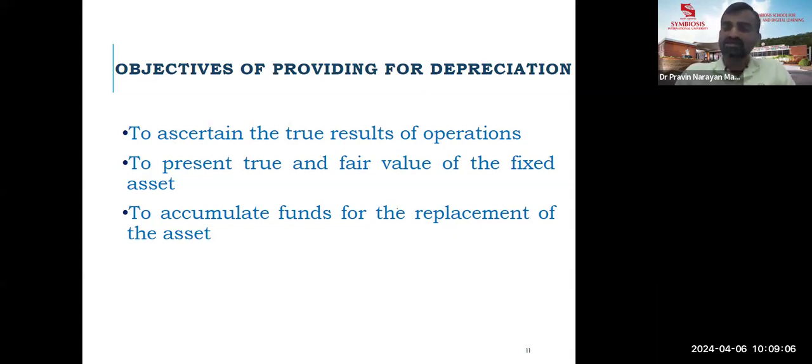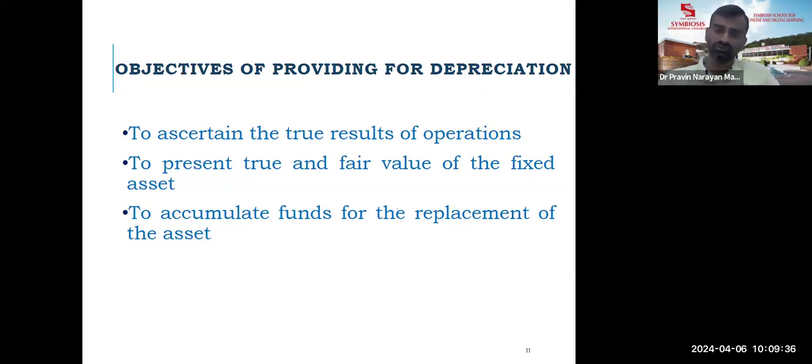It is not actually paid by cash. Okay, in your business also, you are not paying that depreciation. You are only charging or mentioning depreciation in your books of account. So you should consider depreciation a non-cash expense.